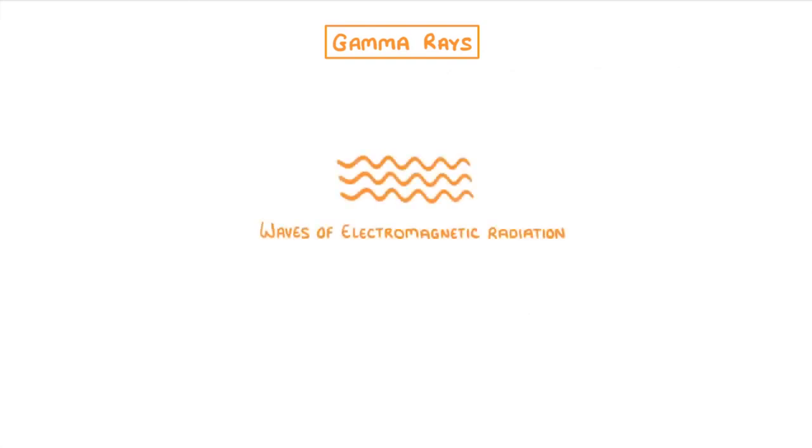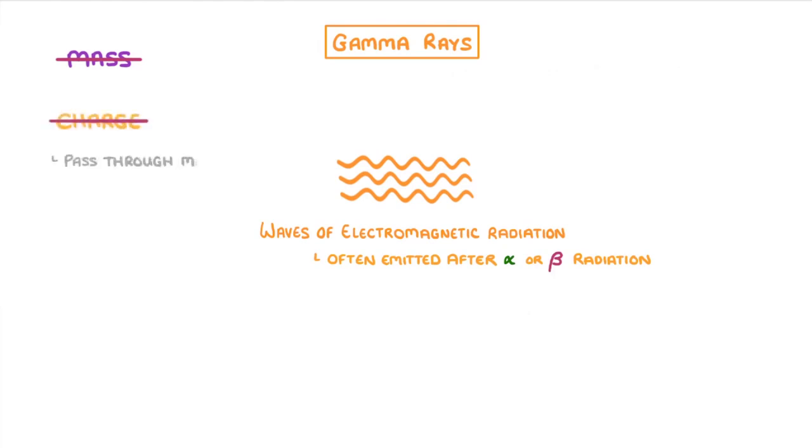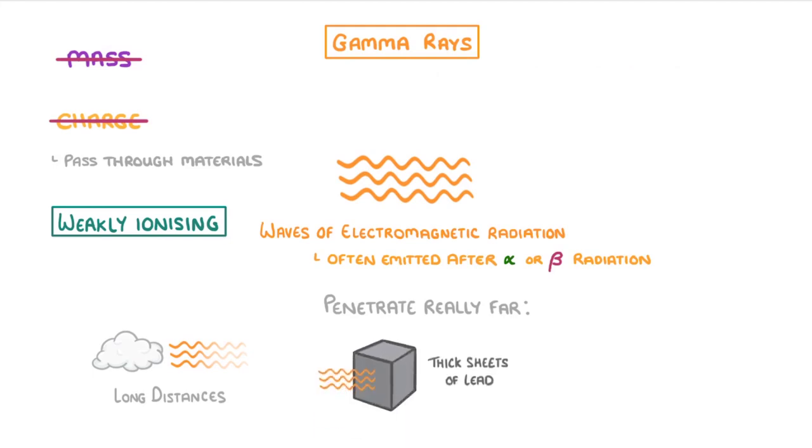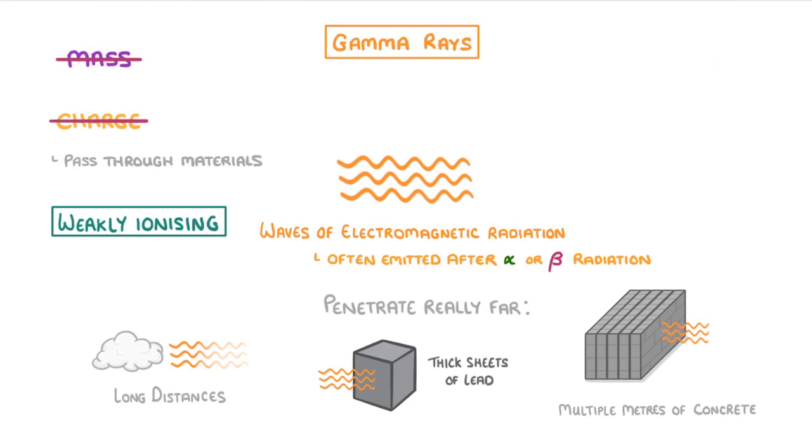Now, gamma rays aren't particles at all. They're actually waves of electromagnetic radiation, like light is. And they're often emitted after alpha or beta radiation, as a way of the nucleus getting rid of a bit of extra energy. As they don't have any mass or charge, they tend to pass straight through materials, rather than colliding with any of the atoms, which makes them only weakly ionizing. This means that they can penetrate really far into materials before being stopped, so can travel long distances through air, and it takes thick sheets of lead, or multiple meters of concrete to stop them.